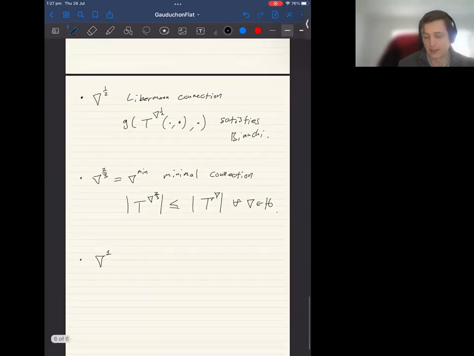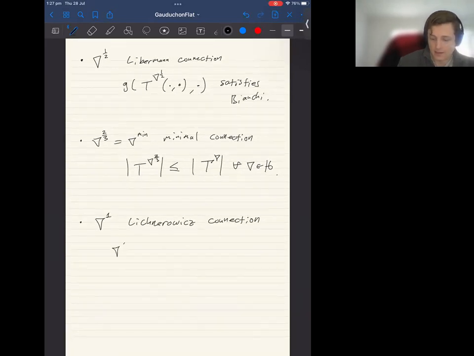Okay. One more is nabla 1. Okay, and we call this the Lichnerowicz connection. Okay, and this is the projection onto the space of Hermitian connections of the Levi-Civita connection. Okay, so you can draw a cute little line.